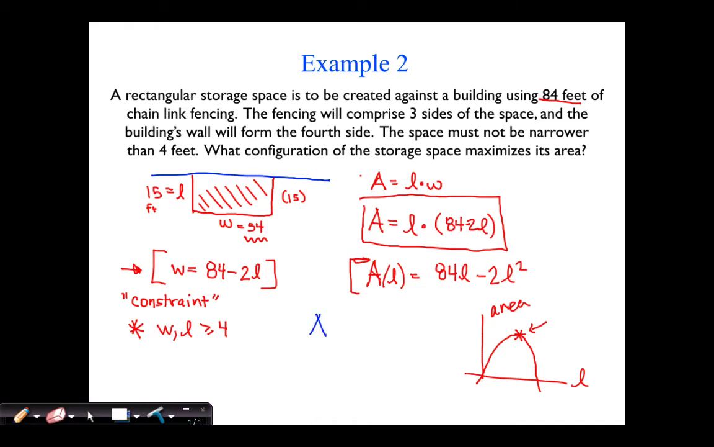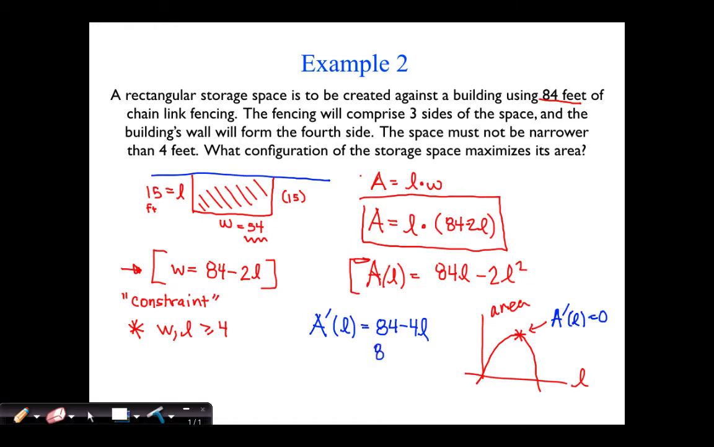I need to find the critical value of this function A, and so A prime in terms of L would be 84 minus 4L. And there aren't any places where this is undefined. It is just a parabola. It doesn't have any corners, but it does have a spot where A prime is 0. Only one of them, and it's at that vertex.